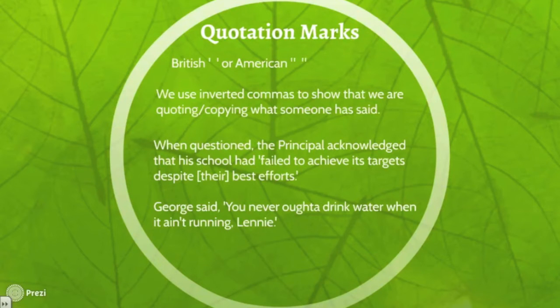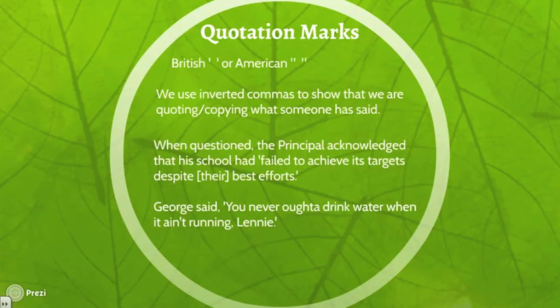Now if you take a look, you can see some square brackets around the word there in that quote as well. And we can use square brackets to insert a word of ours in order to make the sentence make sense. Now it might be that the principal said, we failed to achieve our targets despite our best efforts. Now that wouldn't make sense if the word our was there. So instead we've inserted the word there, and because it's not directly copied or quoted from that principal, we need to put square brackets around that word to show that that's not part of the quote.